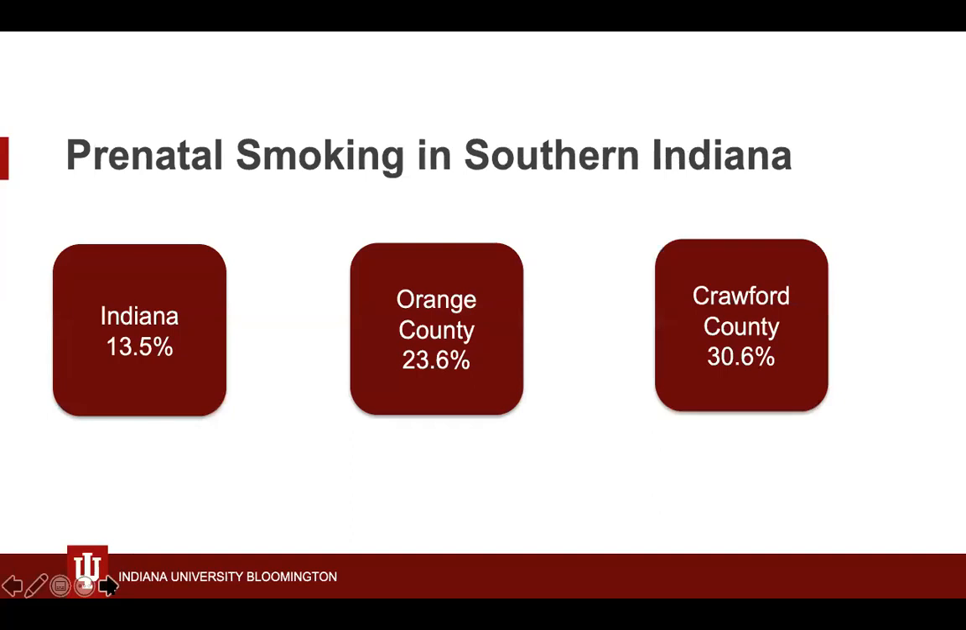Specifically in Southern Indiana, I wanted to just give a little bit of a comparison here. So the prenatal smoking rate in Indiana as a whole is about 13.5%, but we actually see some much bigger numbers when we look at the counties that our intervention is focused in, which is Orange and Crawford counties. So in Orange County, the prenatal smoking rate is 23.6%, and in Crawford County it is a little bit higher than 30%. So that's much higher than the state average and shows additional need for cessation interventions in rural areas.